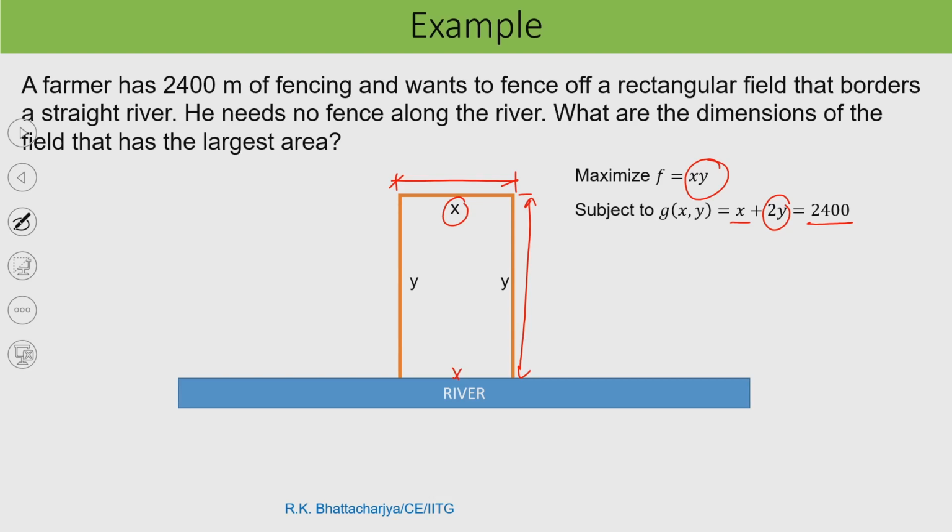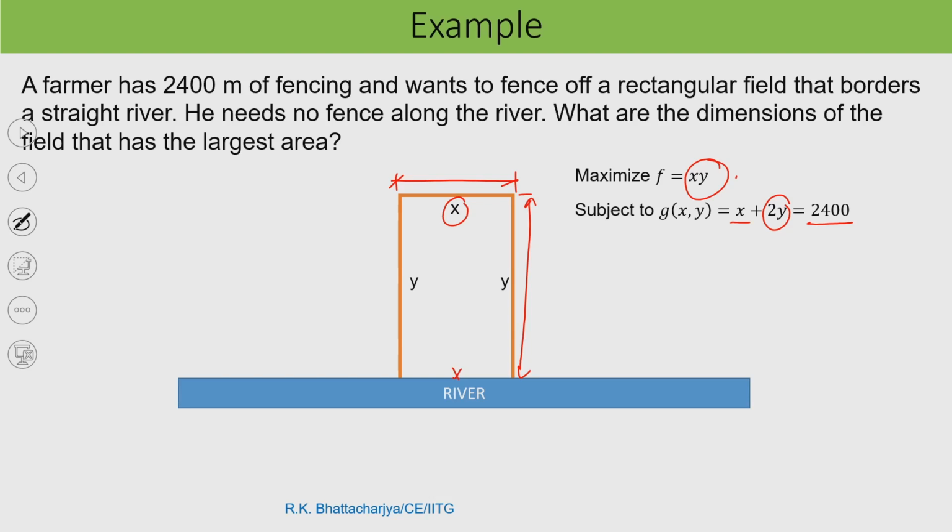So, this is an optimization model. Here we have the objective function, that is, maximize the area. So, maximize f equal to x times y, subject to a constraint, and the constraint is that the total material availability is 2400. Therefore, x plus twice y equals 2400.